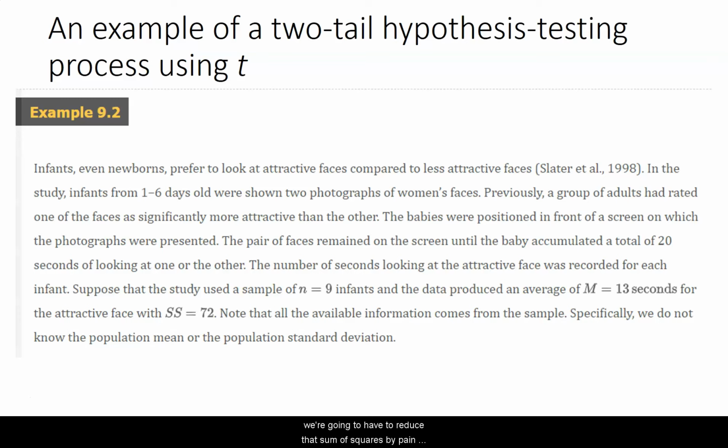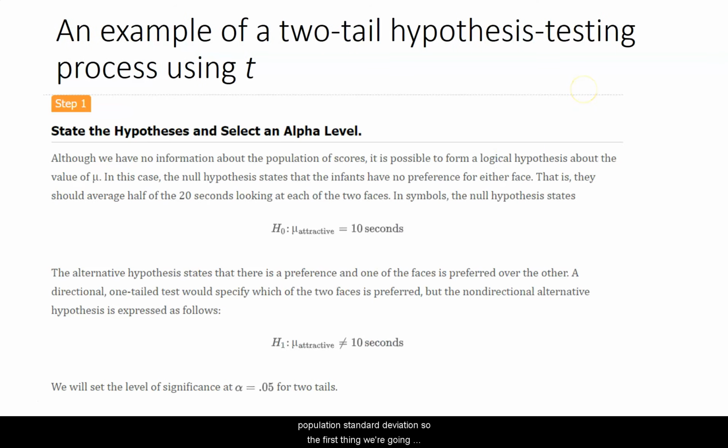Now, we're going to have to reduce that sum of squares, and again, I will never do that to you, but I want to just go through the problem because it's right out of the text. Note that all the available information comes from the sample, and ultimately, the standard deviation will come from the sample. Specifically, we don't know the population mean or the population standard deviation. So the first thing we're going to do is state the hypotheses.